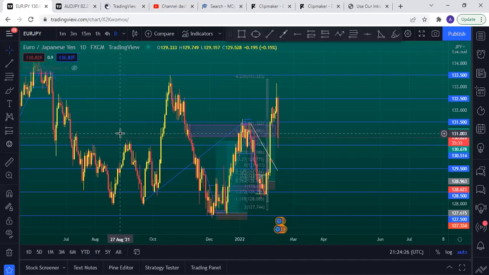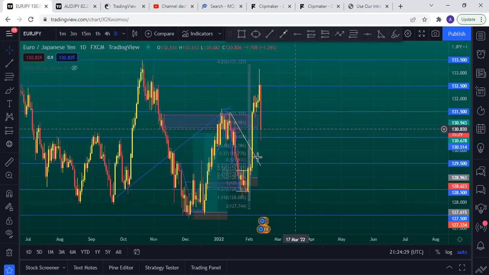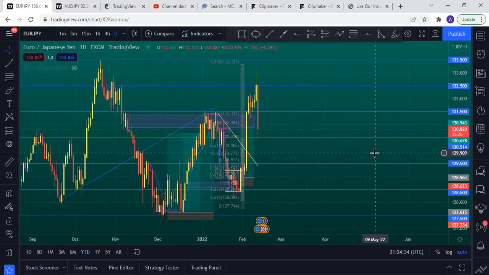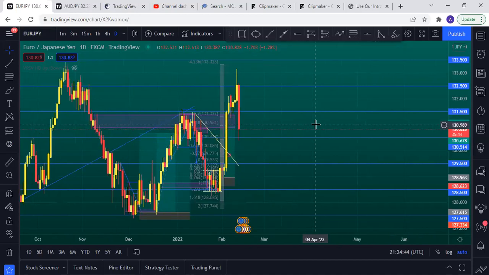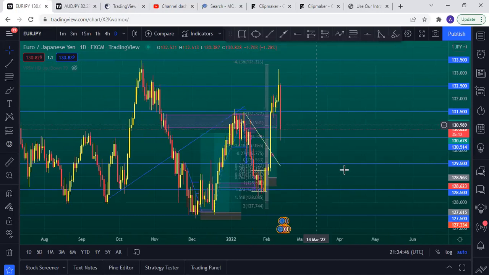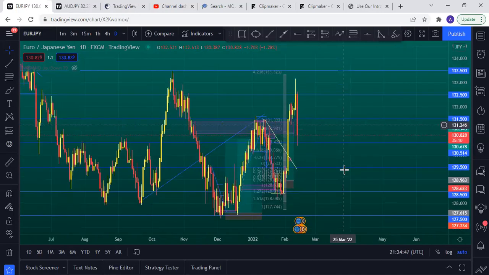So I'm going to begin to share. Let me show you my chart right here quickly. All right. And this is a chart of Euro JPY on the daily time frame. I believe we can all see my chart right now. So this is a chart of Euro JPY on the daily time frame. All right. And the first example that I'm going to be showing us is the major trend line.